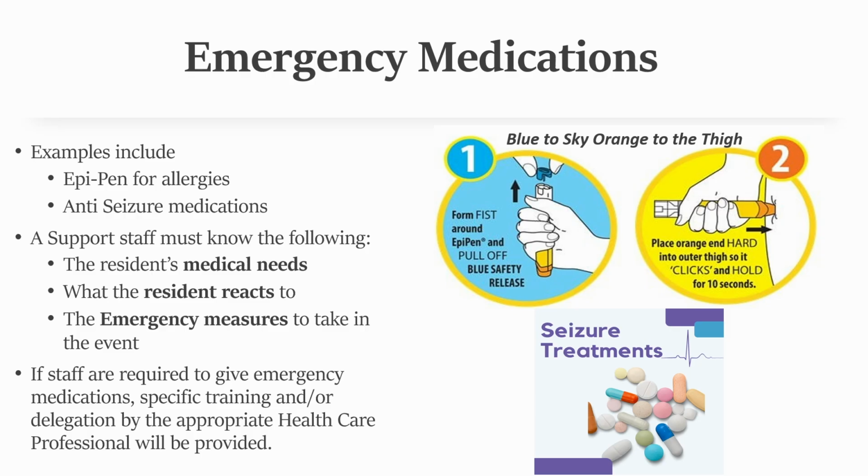Emergency medications. Examples include EpiPen for allergies or anti-seizure medications. A support staff must know the following: the resident's medical needs, what the resident reacts to, and the emergency measures to take in the event there is an episode. If staff are required to give emergency medications, specific training and/or delegation by an appropriate healthcare professional will be provided.